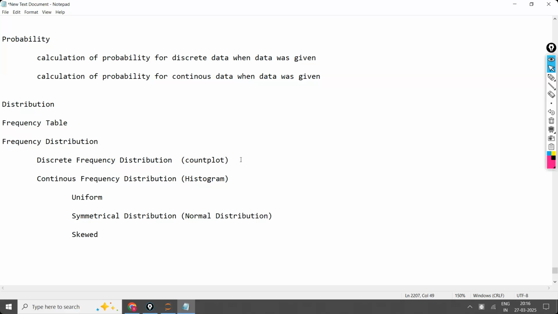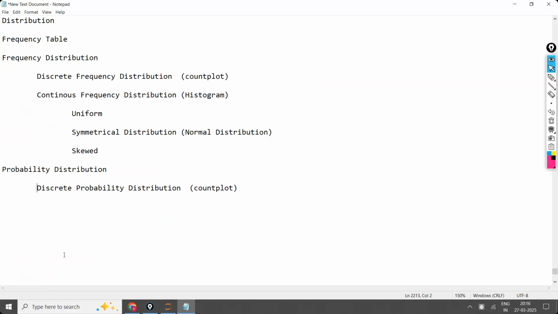And from there, I went to the discrete probability distribution. Instead of frequency distribution, I explained the probability distribution. Within the probability distribution, I explained the discrete probability distribution and how to make the plot: you just have to add stat equal to probability. I also explained the continuous probability distribution.